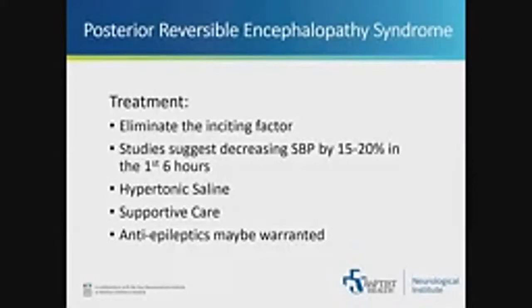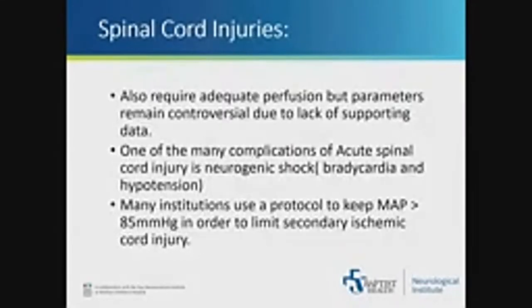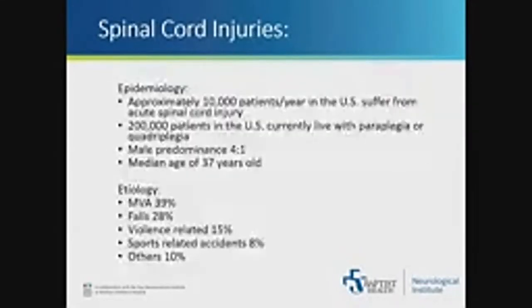Okay, next is spinal cord injuries. Approximately 10,000 patients per year suffer from spinal cord injuries. 200,000 patients currently reside in the United States, either paraplegic or quadriplegic. There's a male predominance of 4 to 1, and the median age is 37 years old. Its etiology is listed there, 39% from motor vehicle accidents. Even though we don't care for a whole lot of patients with spinal cord injuries at Baptist, it's just good to know some of this information.